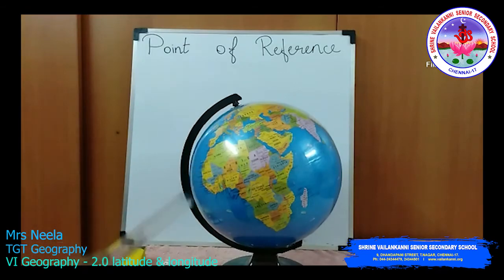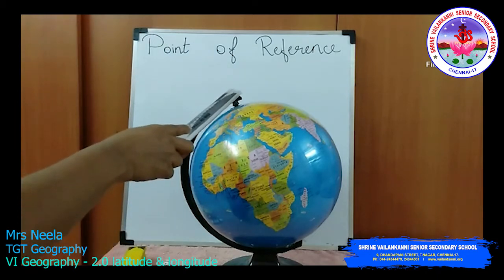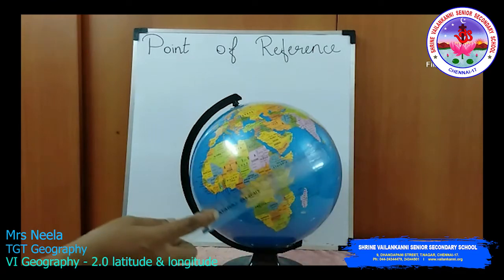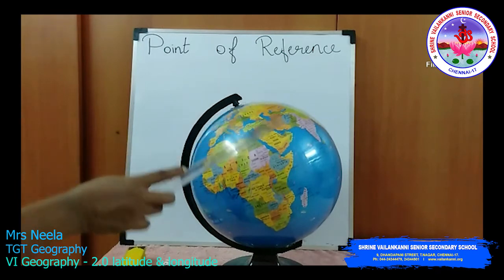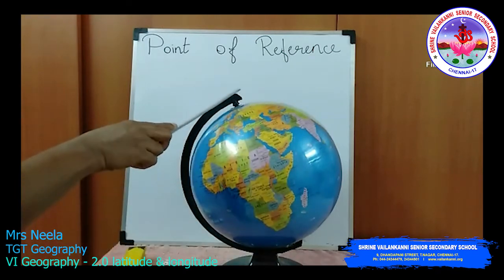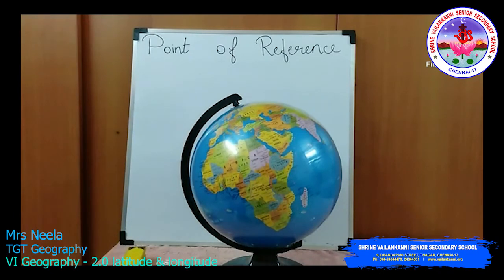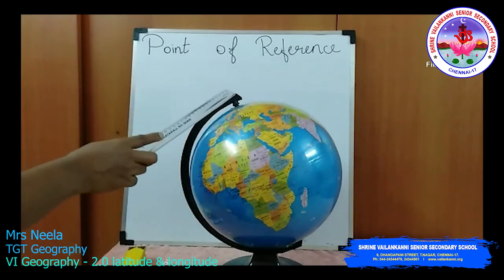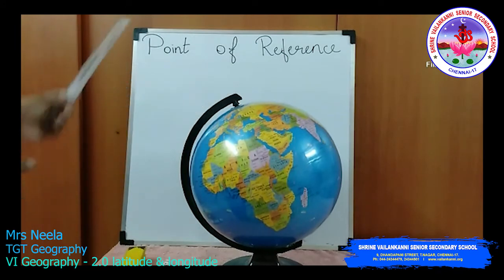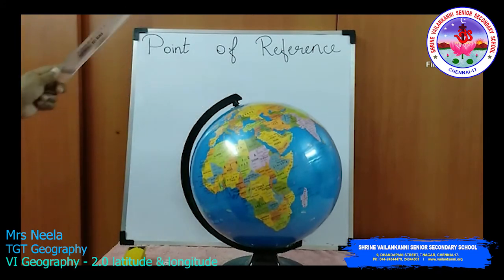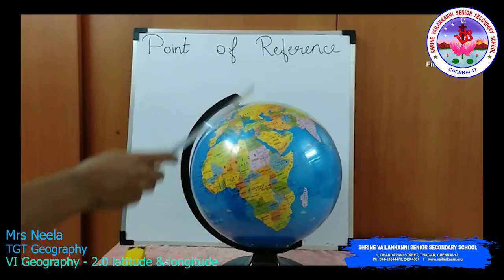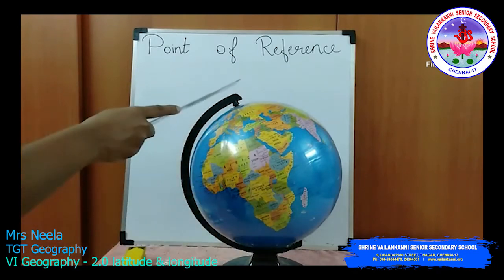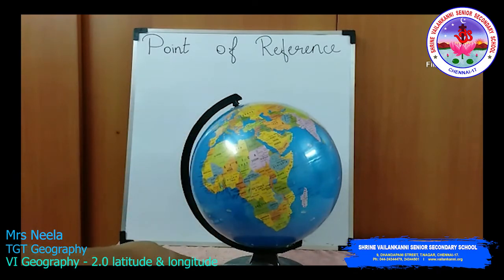As we saw in the previous video, Earth in the Solar System, the Earth rotates on its own axis and revolves around the sun. It rotates on its own axis, which is an imaginary line through the North Pole and the South Pole. Whenever we need to locate a place, we should have some point of reference. To locate places on this globe, the points of reference are the North Pole and the South Pole.